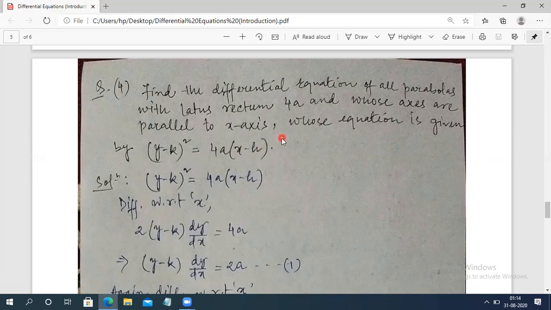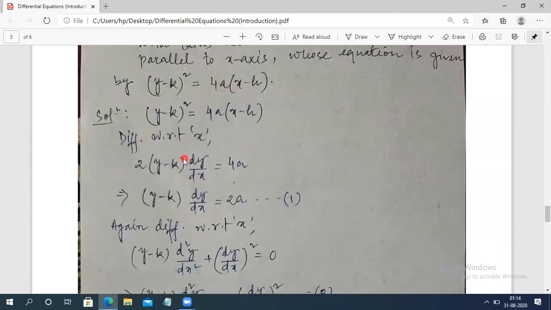Since it is already mentioned that the latus rectum is of length 4a, we will not consider this 4a as an arbitrary constant. This is an absolute constant. So the only arbitrary constants present in this equation are h and k. Since there are two arbitrary constants, we will have to differentiate it twice.